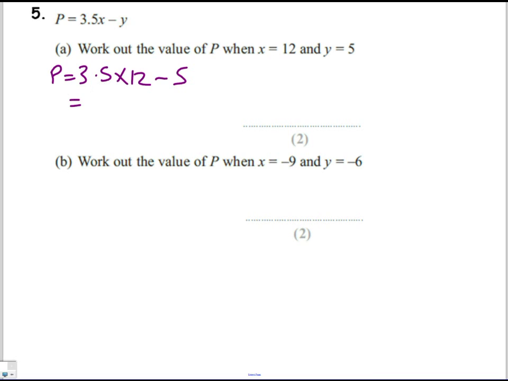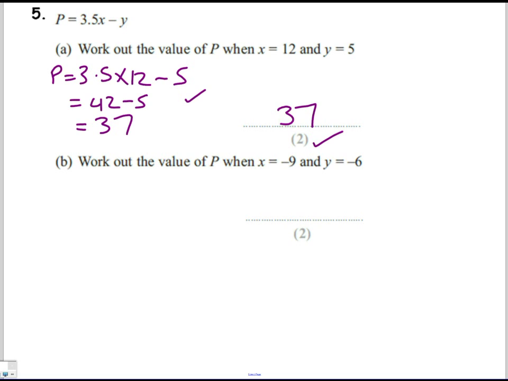Big Maths tells us to do 3.5 times 12 first, which is 42. Take away 5 gives us 37. So 37 is worth 1 mark for the correct answer, and 1 mark for your working out. So that's simple substitution. Work out the value of P when x is minus 9 and y is minus 6.